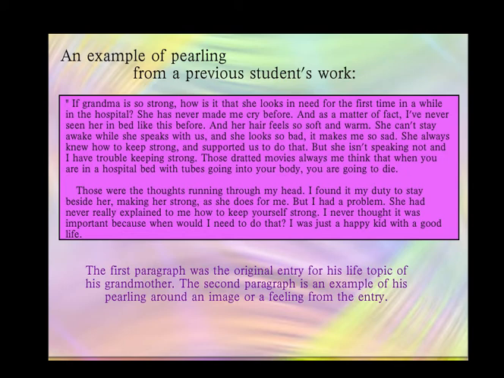I was just a happy kid with a good life. So you can see how he starts out with this very basic, kind of giving us the facts. It's a memory. It was an image in his head. But you can see by taking that image and digging down more deeply and looking at feelings, reactions, memories, he adds a layer of meaning on to this image of his grandmother in the hospital. So this is a really good example of pearling.